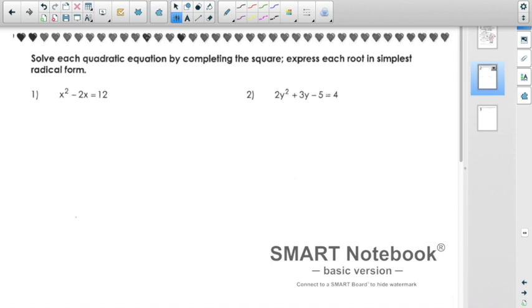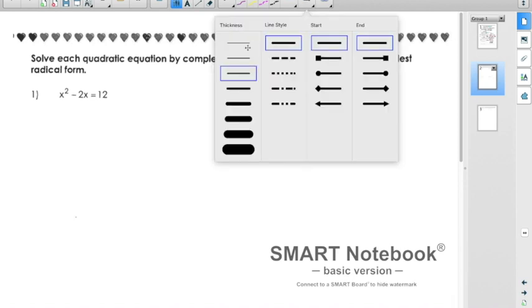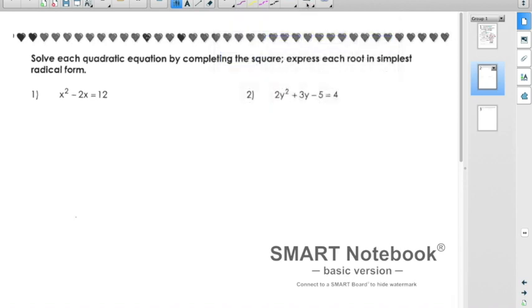If you tried it, awesome. But if not, let's go through this together. So solve each quadratic equation by completing the square. We have x squared minus 2x equals 12. Remember, look back on your front notes.